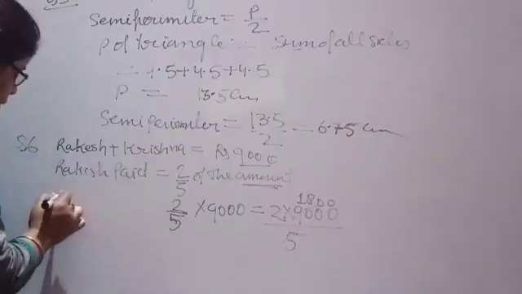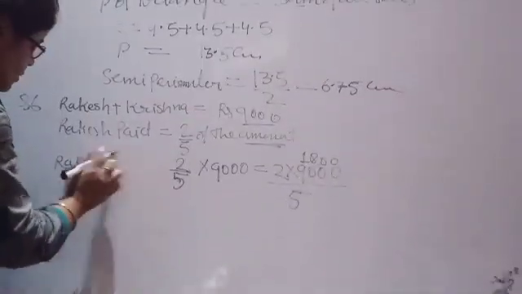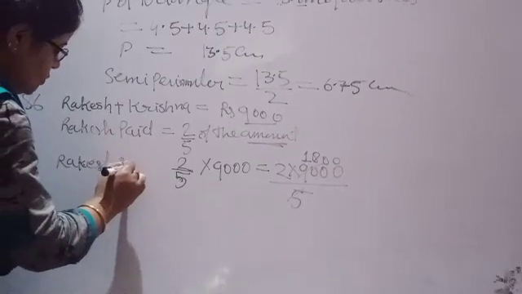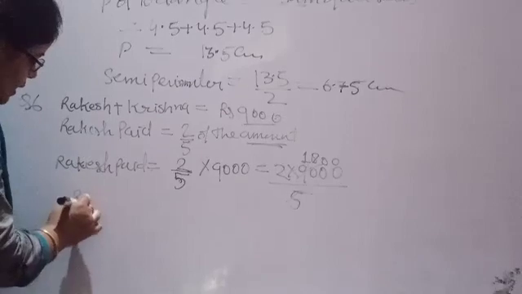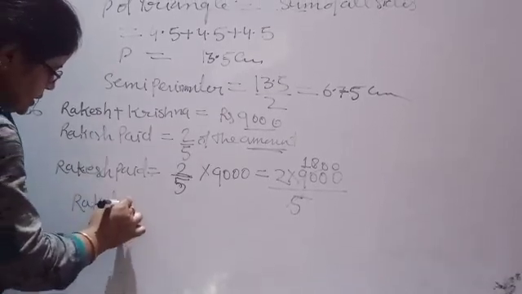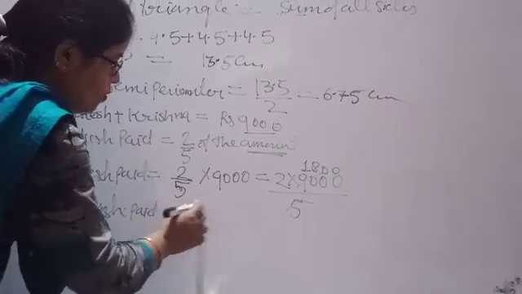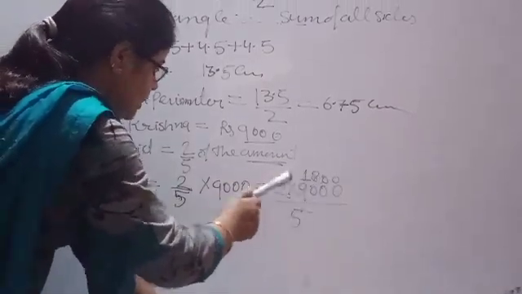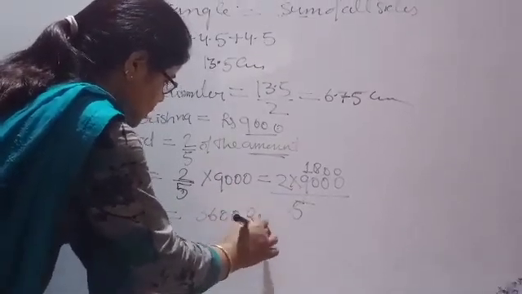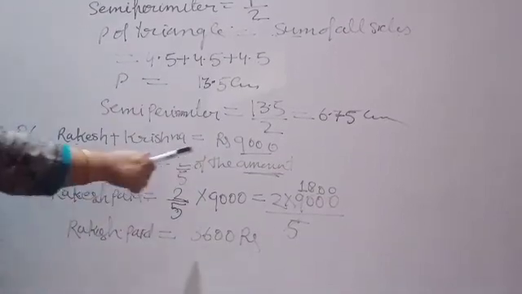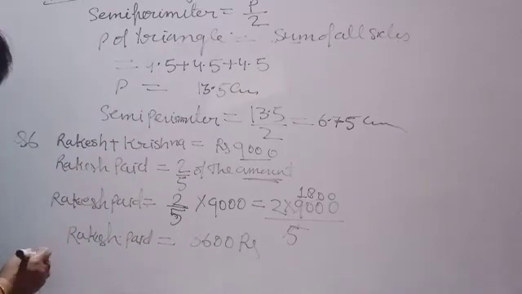So Rakesh paid. Now calculate it. How much will it be? 1800 multiplied by 2. How much will it be? 3600. Okay, rupees 3600. Out of 9,000, Rakesh paid how much? 3,600. Then how much did Krishna pay?